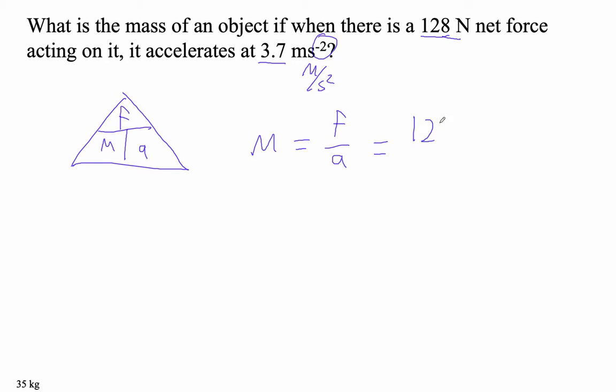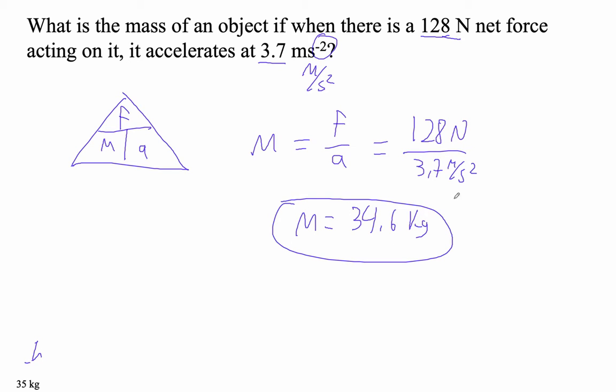Okay, so 128 newtons divided by 3.7 meters per second squared. So 128 divided by 3.7. This is 34.6 roughly. Kilograms, or 35 is what it says down there.